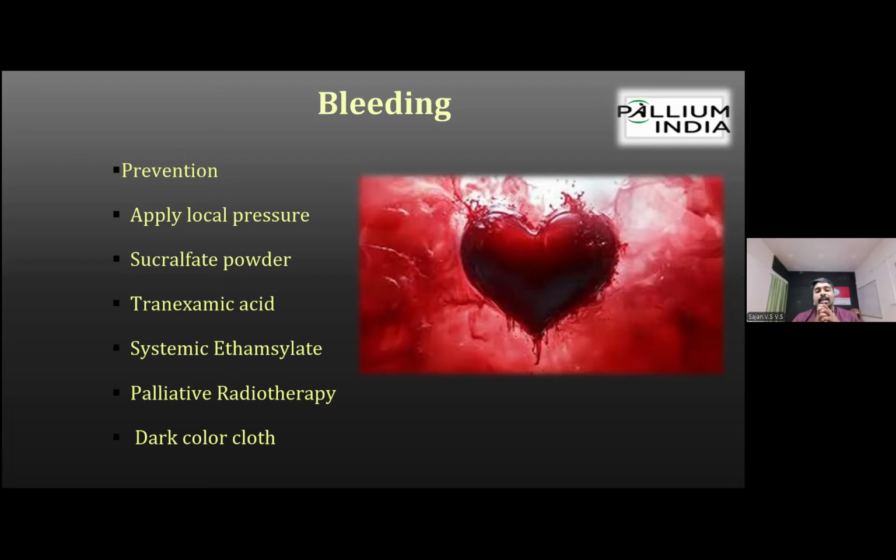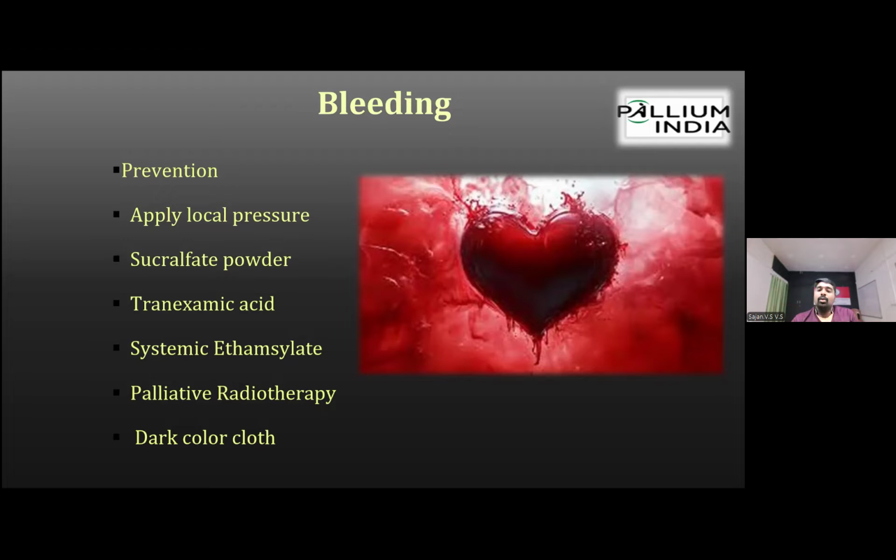Along with that, tranexamic acid, then systemic ethamsylate, frequently BD or TDS, IV or oral, according to the scenario, we can use. Along with that, for maintaining or improving the quality of life of the person, if radiotherapy is needed for bleeding control, only at that point we can suggest palliative radiotherapy. Otherwise, leave it, no need.